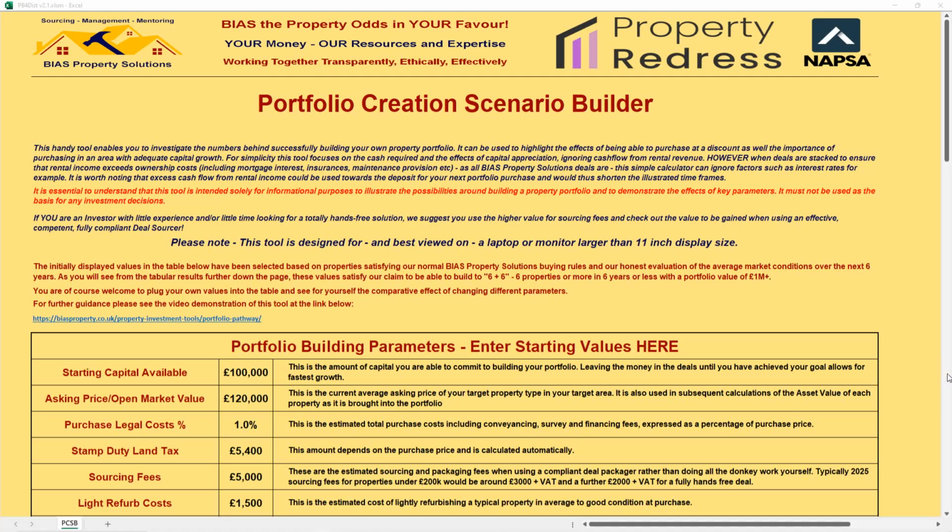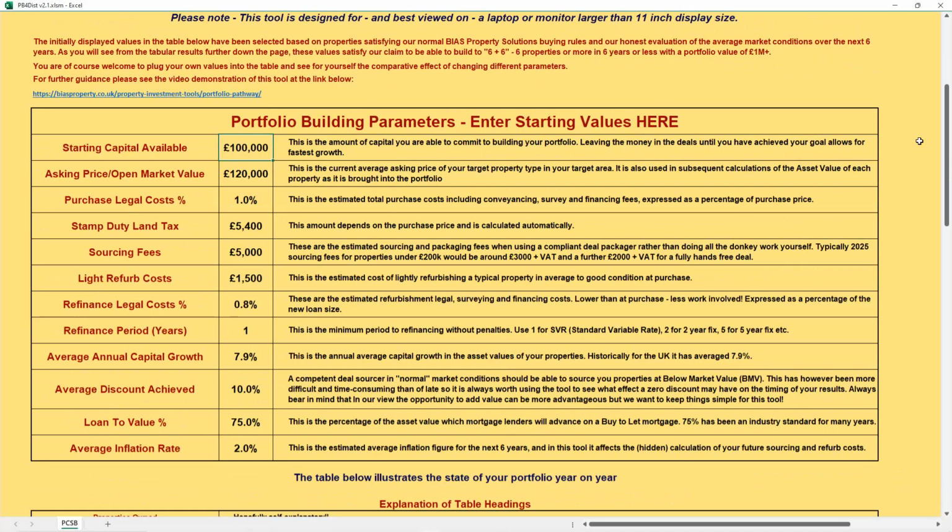Okay, so here's a quick overview of the Bias Property Solutions Portfolio Creation Scenario Builder. The idea is to show you what is possible when building a buy-to-let portfolio. The tool uses various parameters. You can set them in this table here. All parameters can be altered by you, the user, with the exception of stamp duty, which is calculated automatically for you based on the anticipated purchase price of the properties.